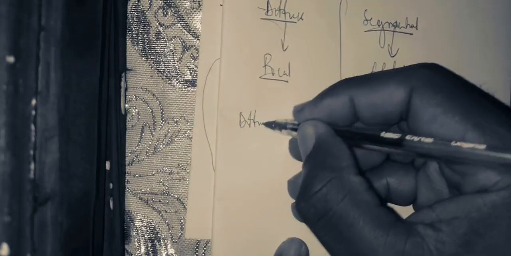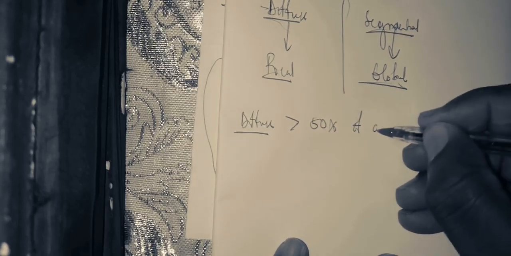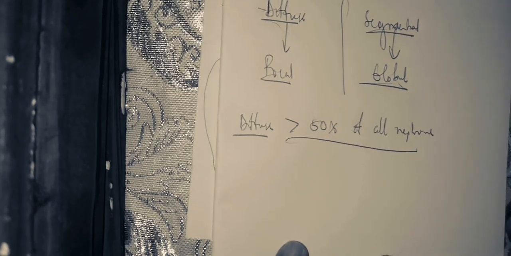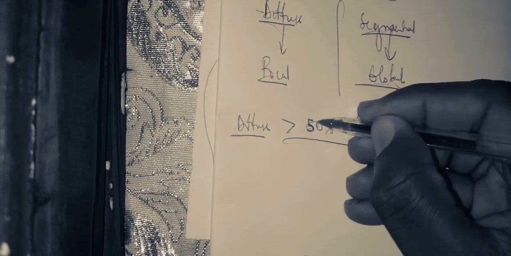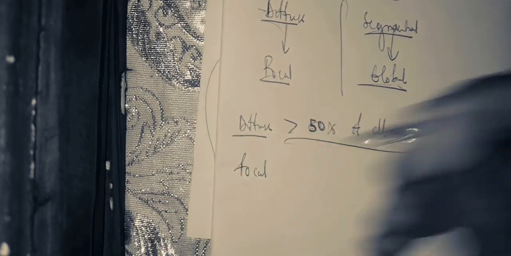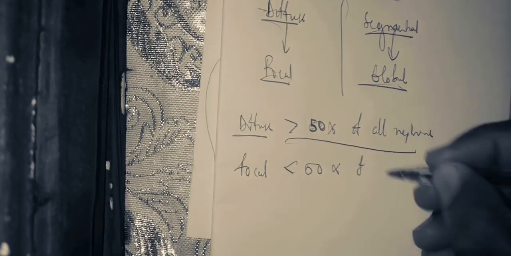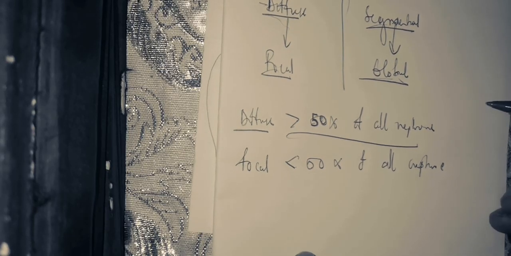Now, diffuse means that more than 50% of all nephrons in the kidney are affected. When we say that you have a diffuse glomerulonephritis, it means that more than 50% of all nephrons are affected. But when you say focal glomerulonephritis, it is less than 50% of all nephrons of the kidney that are affected. Is it clear?